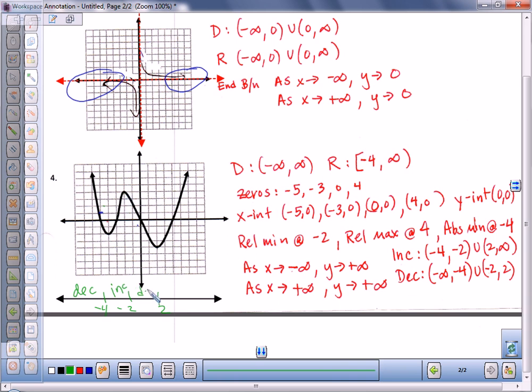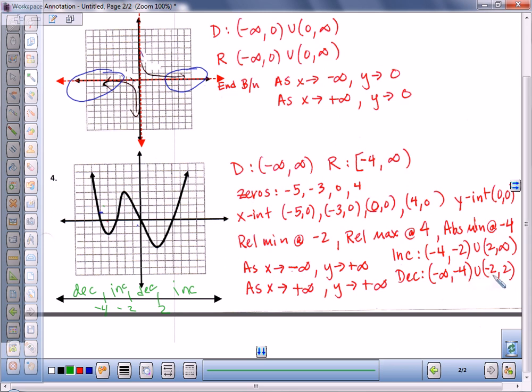We use our x values. So it's increasing from -4 to -2, and then again from 2 to infinity. So we show that it's over both of these intervals by connecting them with the union. It's both of those. Decreasing from -infinity to -4, union with -2 to +2.